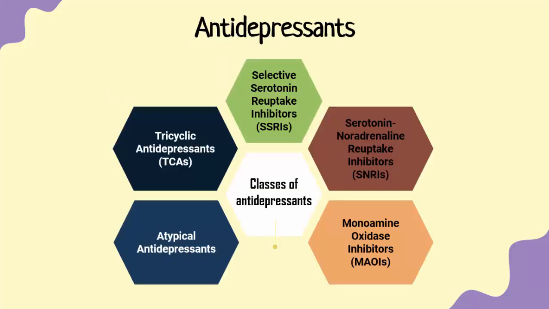So these are the major classes of antidepressants. We have 5 major classes. The first one is SSRI, selective serotonin reuptake inhibitors. Second, we have SNRI, serotonin noradrenaline reuptake inhibitors. We have TCAs, tricyclic antidepressants. We have monoamine oxidase inhibitors, MAOI. And lastly, we have the atypical antidepressants. So basically, you need to know these 5 major classes of antidepressants.